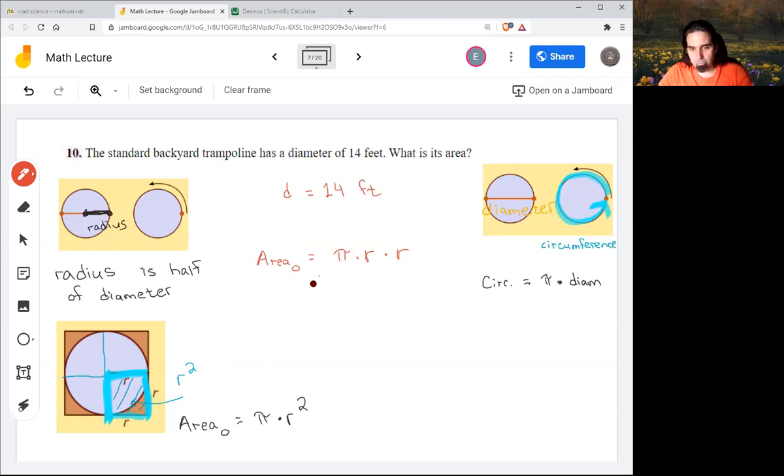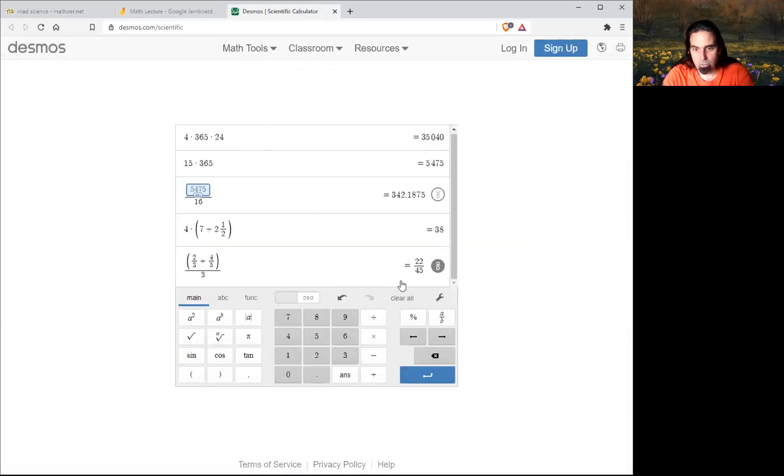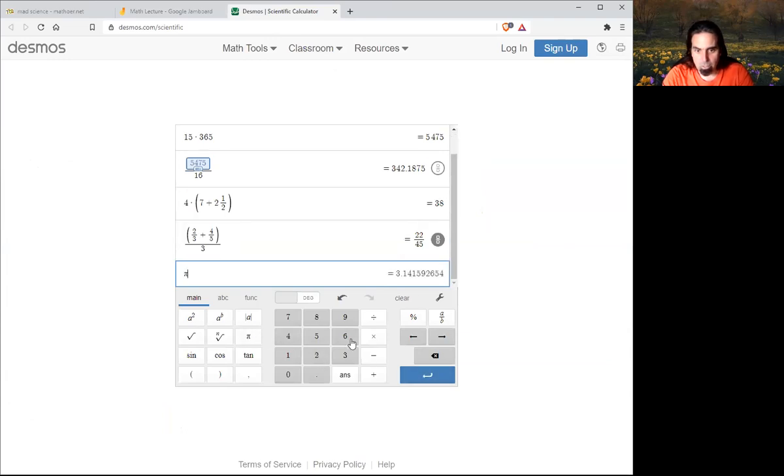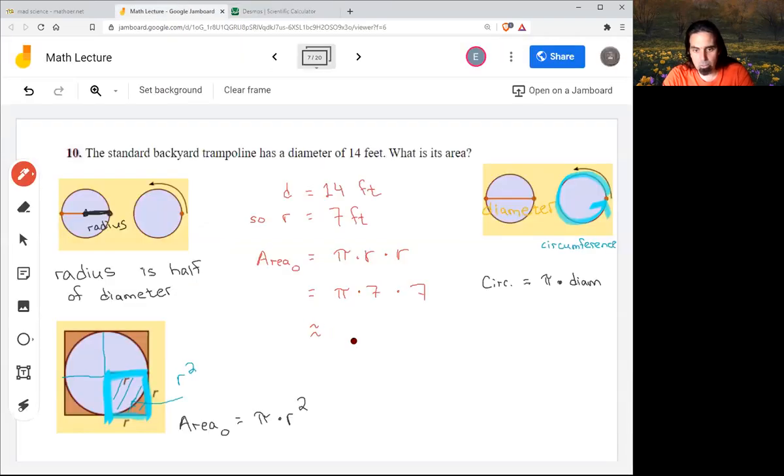I want to plug things in. This isn't hard. I'm good at plugging things into formulas. What do I plug into the r here? 7. The radius is half the diameter. So that means the radius is 7 feet. And these are always going to be rounding. So pi times 7 times another 7 gives me about 154.